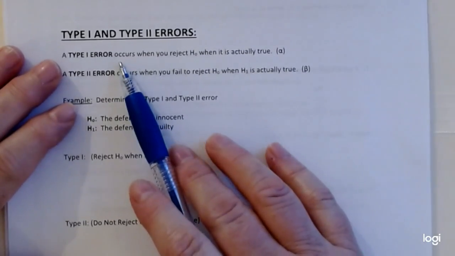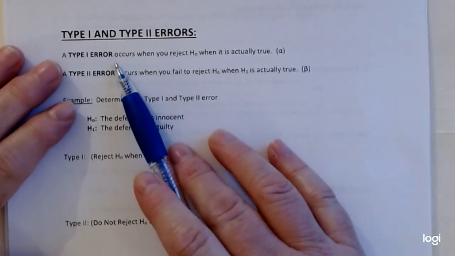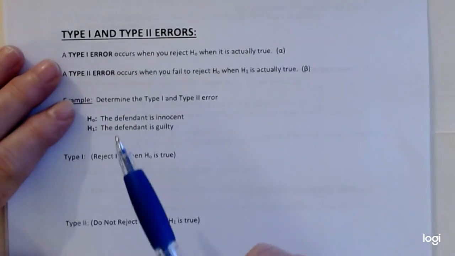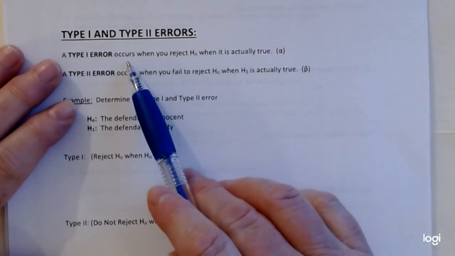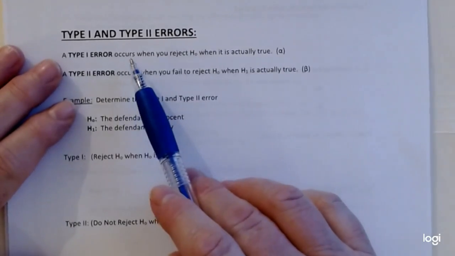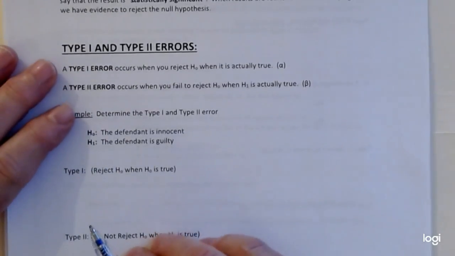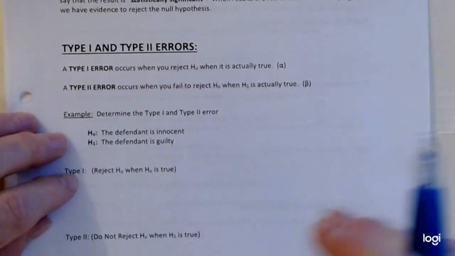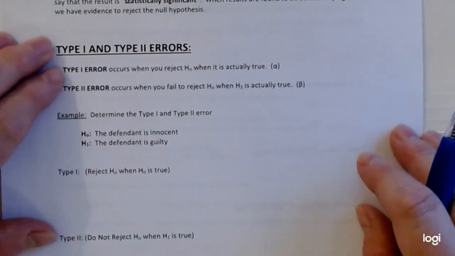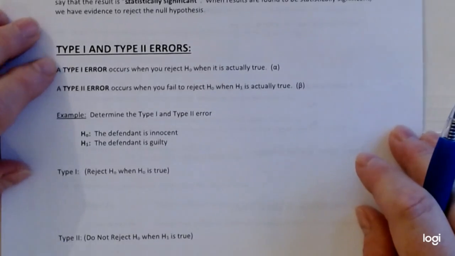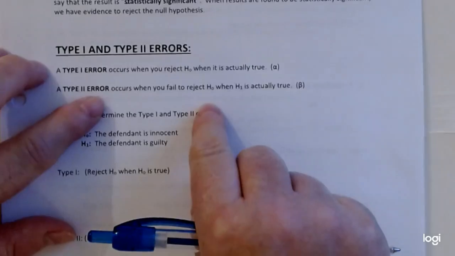You can reject the null hypothesis when it is true. You can reject the null hypothesis when it is not true. You can fail to reject the null hypothesis when it is true, and you can fail to reject the null hypothesis when it is not true. Only 2 of those are correct decisions, and the others are not. And remember, we're dealing with probability. We're not always going to be 100% correct. But the type of error, type 1 and type 2 errors, occur when you make one of those mistakes.